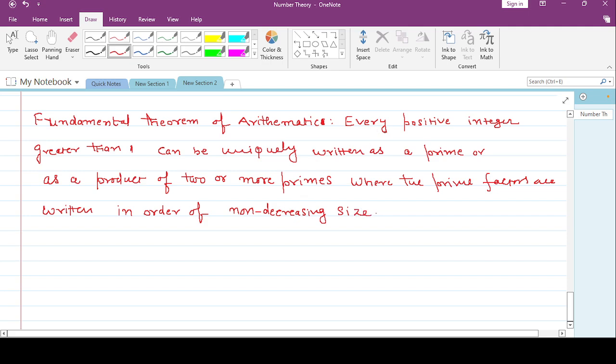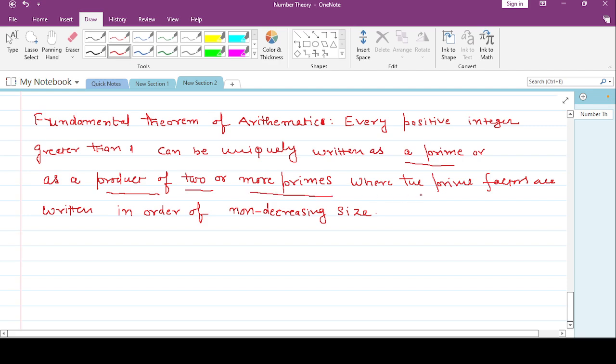It means that if you take any positive integer which is greater than 1, then it can be uniquely written as a prime. I mean, either that number is a prime number, or if it is not a prime, then it can be written as a product of two or more primes.